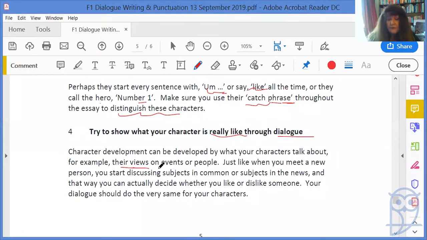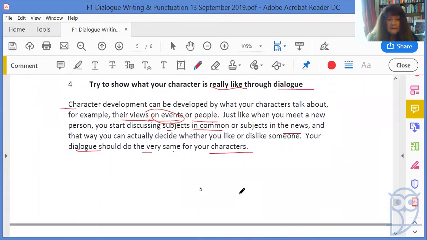is about their views on events or people. So what they say about someone else, what they say about an event that's just taken place. It's just like when you meet a new person. First of all, you start discussing subjects in common or subjects in the news, and that way you can decide whether you like or dislike someone. Even though it's just a brief encounter, it gives you some sort of impression. So you need your character to make an impression. Okay, so your dialogue should do the very same for your characters.